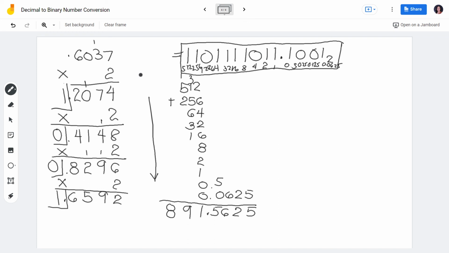I hope that you've learned something with regards to solving decimal to binary number system. And I hope that you're also ready to learn the other number conversions that are needed.